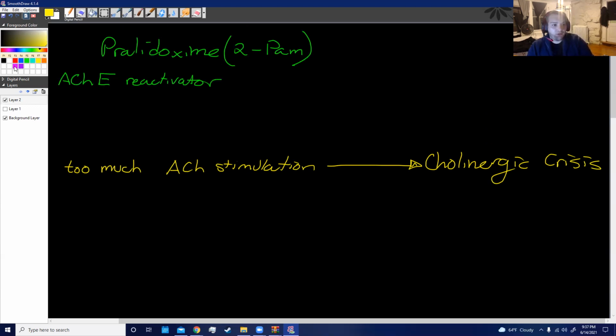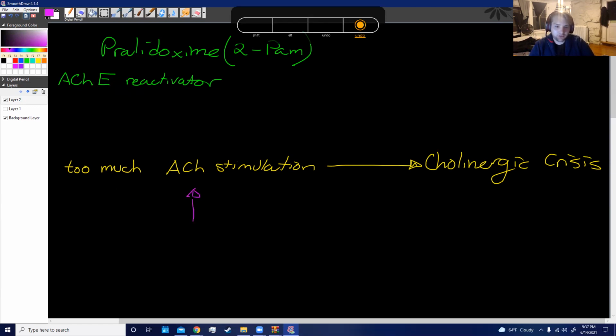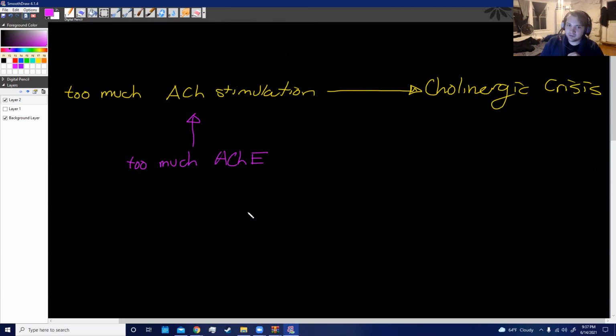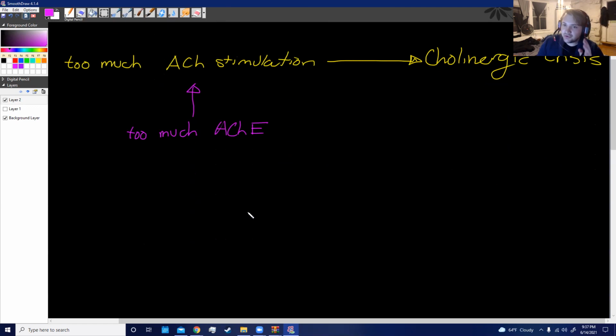What's important to know about this situation is that this is indicative of having too much acetylcholinesterase inhibitor. When you have too much of the acetylcholinesterase inhibitor, that's going to skyrocket the amount of acetylcholine in the body, right? If you block the thing that breaks down acetylcholine, you're going to increase the amount of acetylcholine in the body, and that's going to cause too much at that receptor. And this leads to this cholinergic crisis in an interesting way.